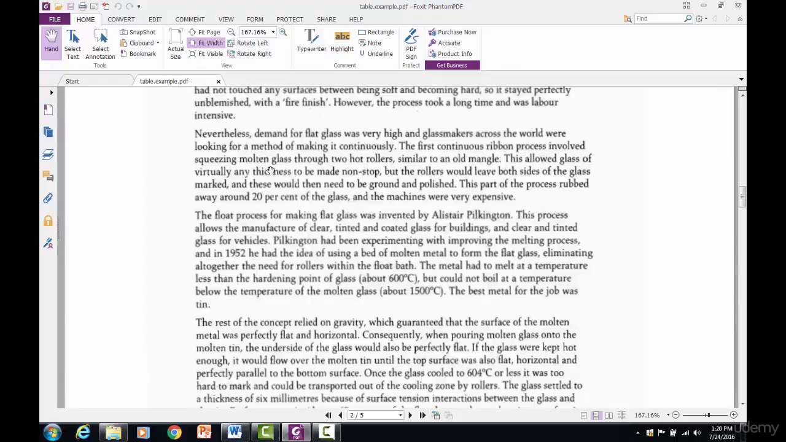So our correct answer here is thickness. "This allowed glass of virtually any thickness." This allowed glass of varying thickness. Virtually any is the same thing as saying varying, okay? So the answer is thickness.